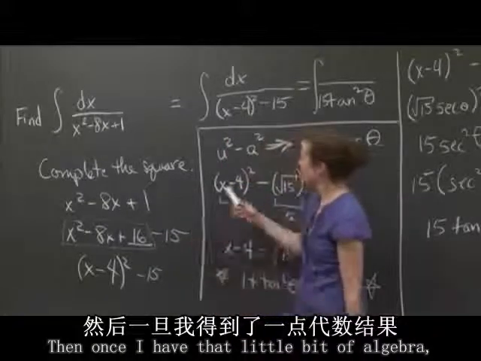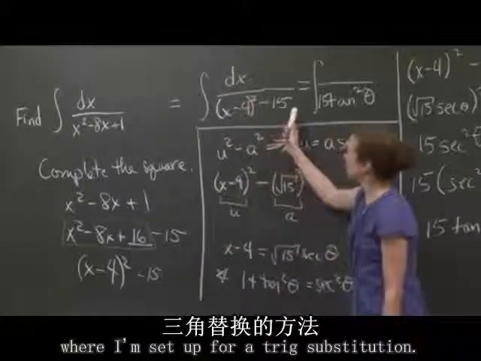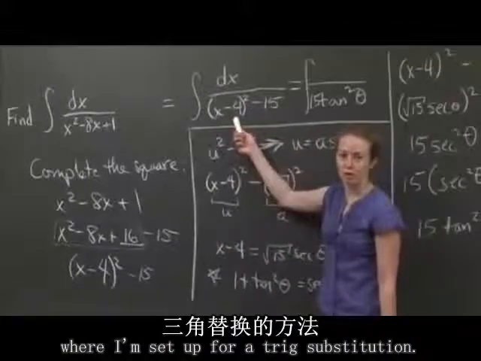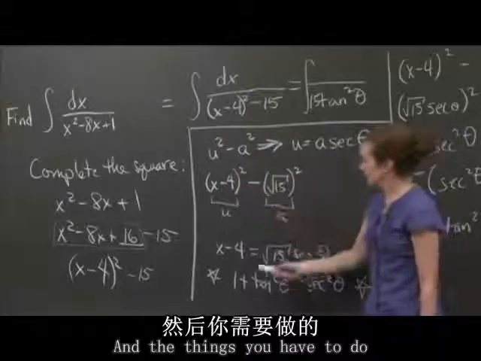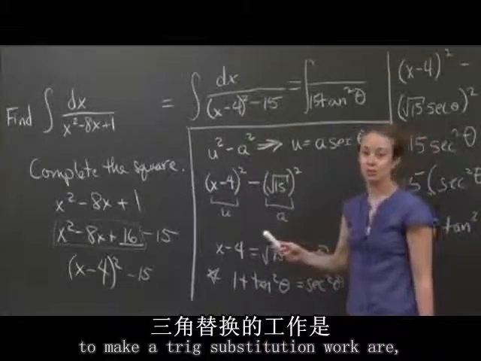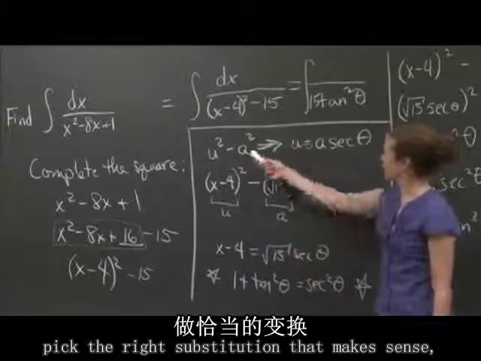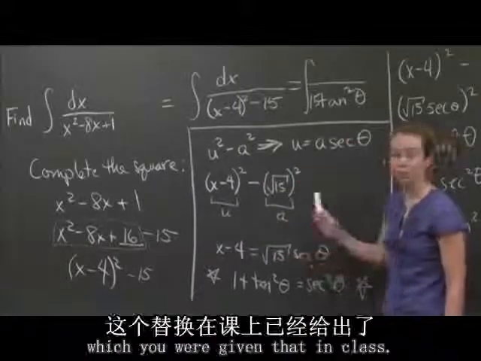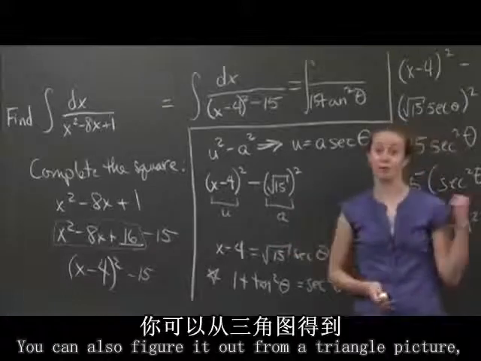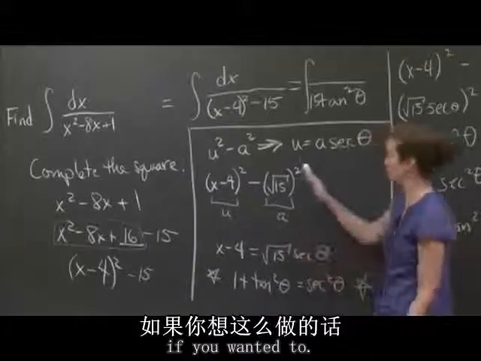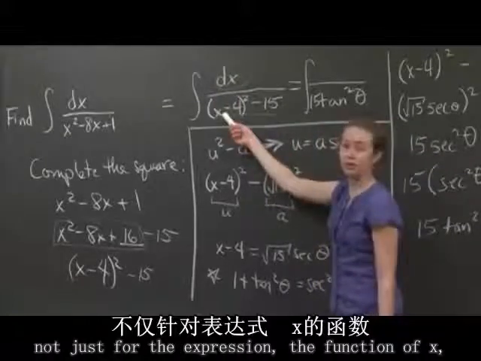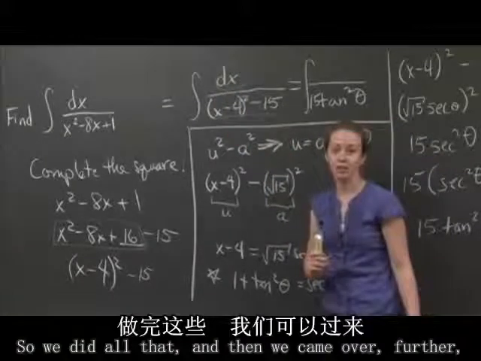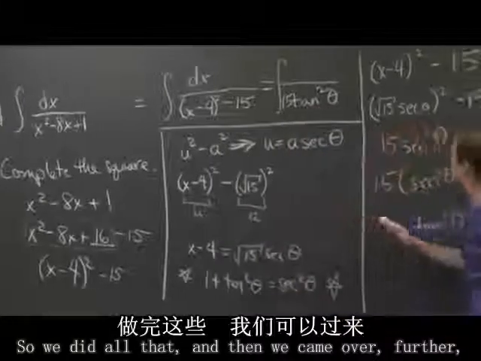Then once I have that little bit of algebra, I get into a situation where I'm set up for a trig substitution. So then I had to start off and do some trig substituting. And the things you have to do to make a trig substitution work are pick the right substitution that makes sense, which you were given in class. You can also figure it out from a triangle picture if you wanted to. And then you have to make sure you substitute not just for the expression, the function of x, but also the dx.